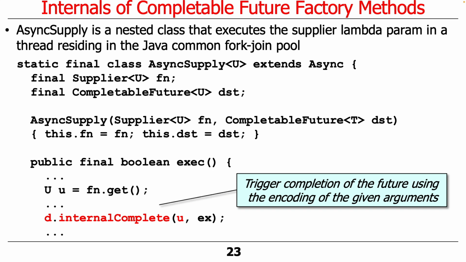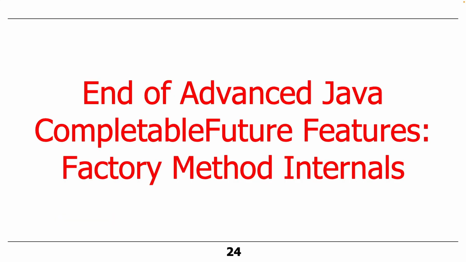And I'm obviously skipping through lots of other implementation details that are super cool, but they distract from the overall story we're trying to tell. So this is how things get executed in a background thread. So that's the end of the completable futures factory methods internals discussion. I find that quite interesting.